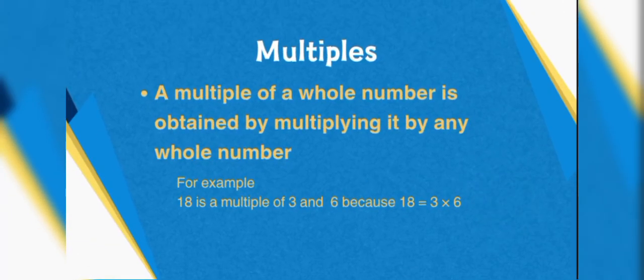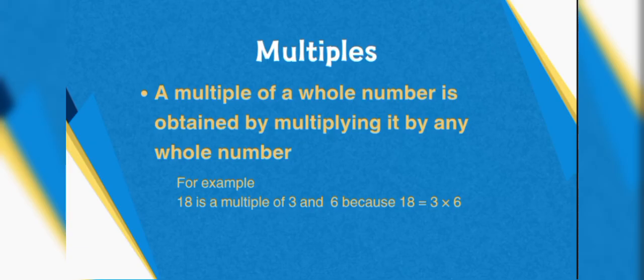We move to multiples. A multiple of a whole number is obtained by multiplying it by any whole number. For example, 18 is a multiple of 3 and 6 because 18 is equal to 3 times 6. Yes, if you multiply 3 times 6 together, you get 18.